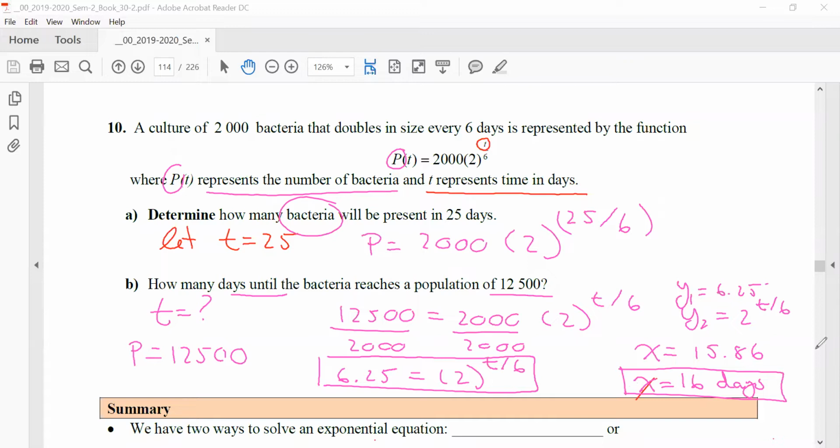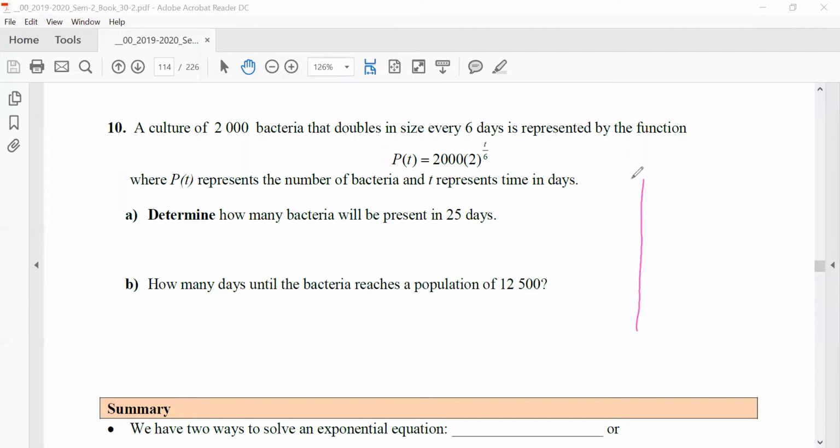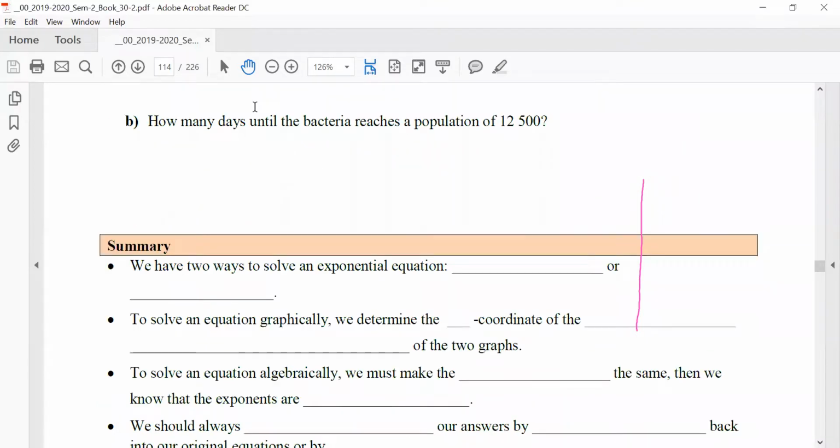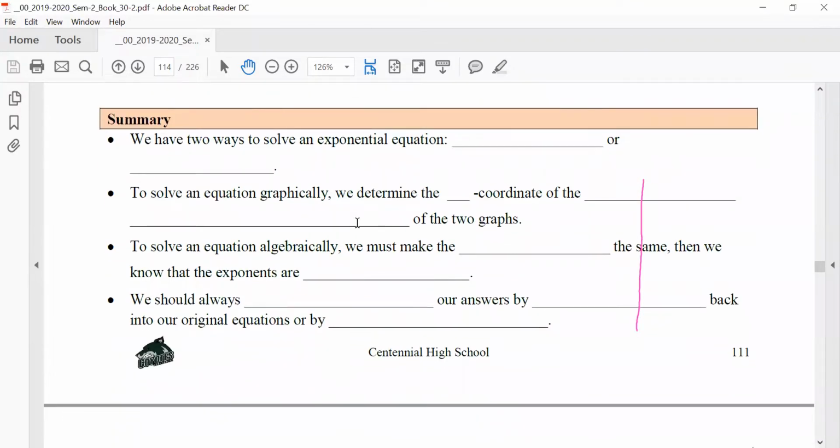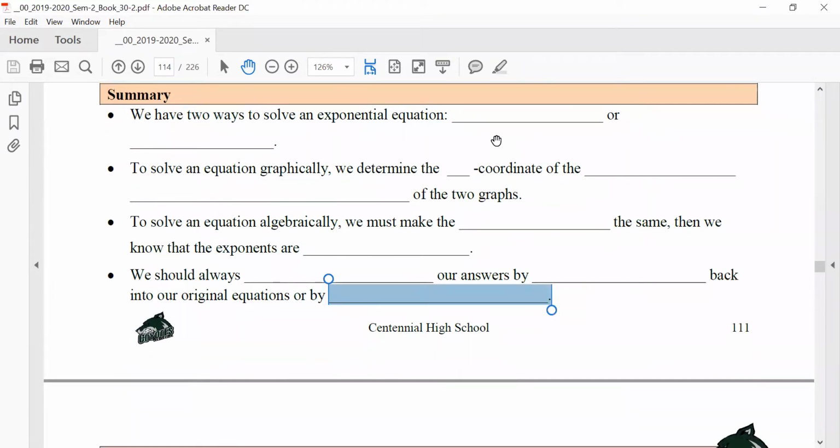Okay, so here we go. We're almost done. Summary. You've got two ways to solve an exponential equation. I can graph that baby, or I can make bases the same, or algebraically, right? Use some algebra.